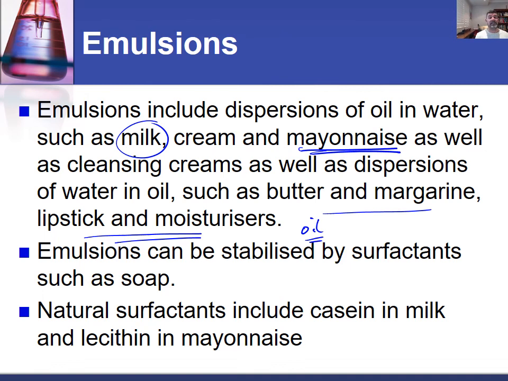The emulsions can be stabilized by surfactants like soaps, so that helps their more even distribution. And there are also some natural surfactants, such as the protein casein in milk, and also lecithin in mayonnaise. So these are just some of the different types of common emulsions. And as I said, we'll have a look at a few more of these in the laboratory.